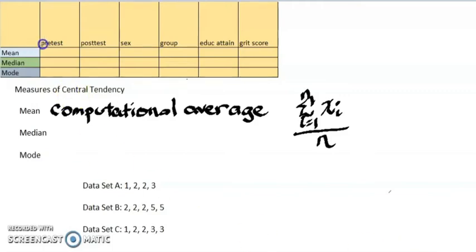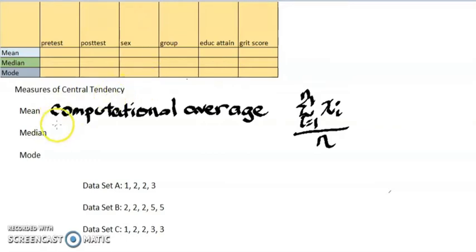You are required to determine the measures of central tendency for pre-test, post-test, sex, group, highest educational attainment of the father, and grade score. We have the following measures of central tendency: mean, median, and mode. We will know how to use the appropriate measure of central tendency if we know the level of measurement of each variable. For the mean, this is applicable for scale variables.